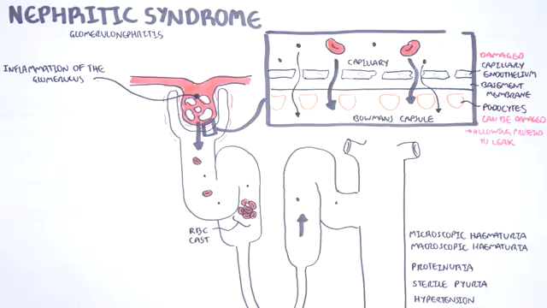The principal target for the anti-glomerular basement membrane antibodies is the NC1 domain of the alpha-3 chain of type 4 collagen, which is highly expressed in the glomerular basement membrane of the kidneys as well as the alveoli of the lungs. Antibodies can also target the alpha-5 chain, which is also common. You get linear deposition of these antibodies along the glomerular basement membrane on immunofluorescence.